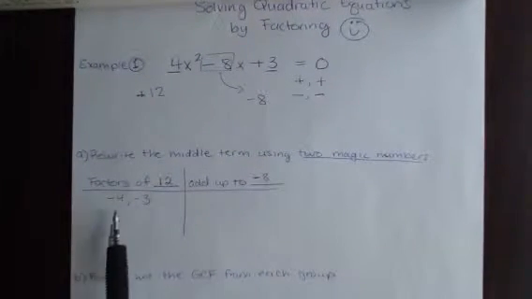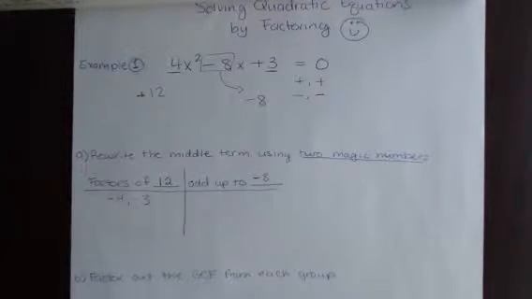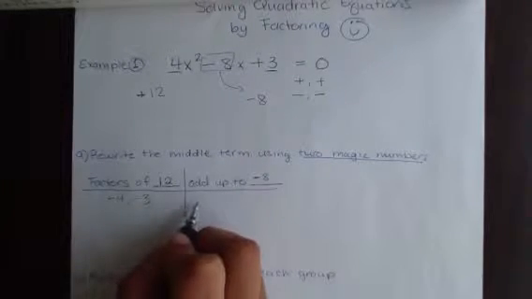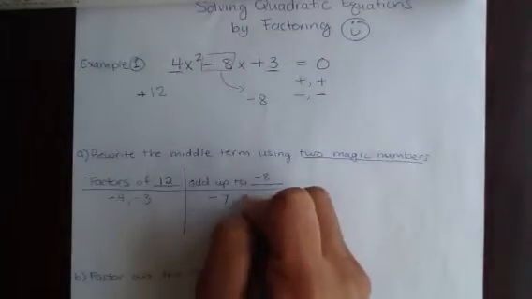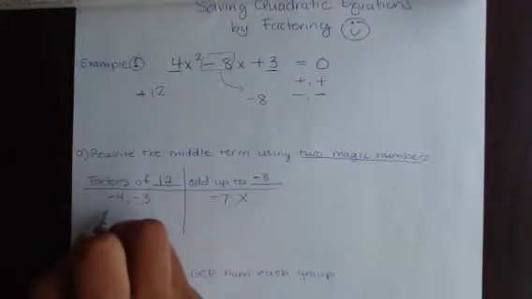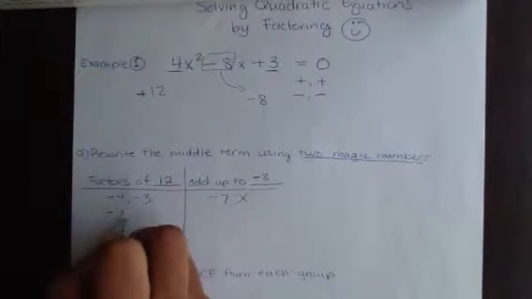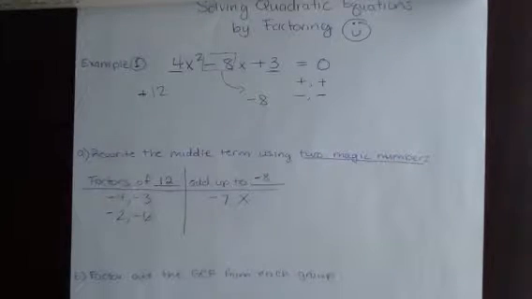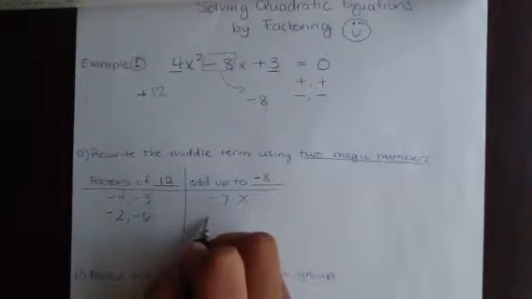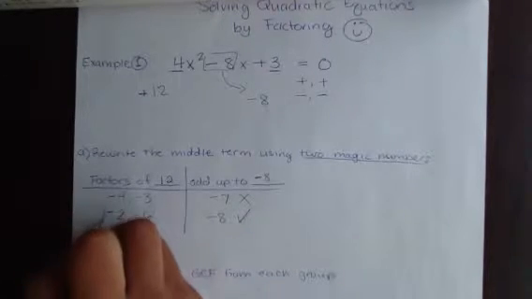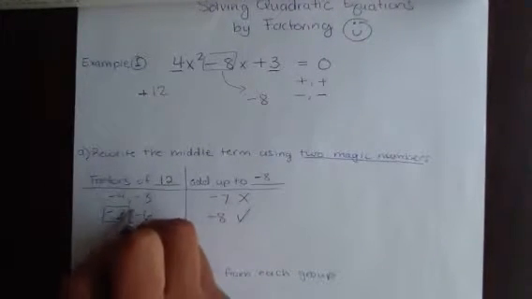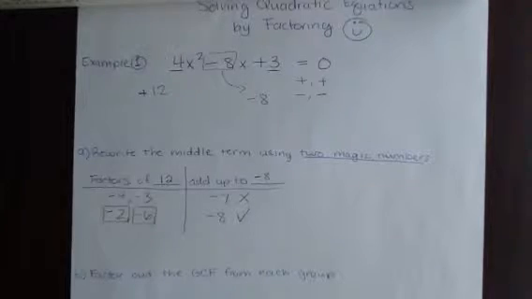If we use negative 4 and negative 3, for example, that adds up to negative 7, so it doesn't work. What about negative 2 and negative 6? That may work. If you add those together, you do get negative 8, which is what you wanted. So our magic numbers this time are negative 2 and negative 6. Please include the sign.